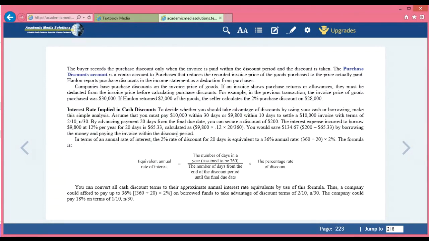Skip this page. You are not going to have to know any of this stuff. We are not going to deal with that.